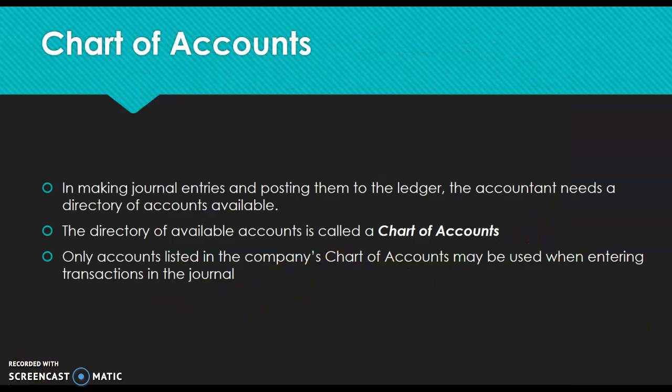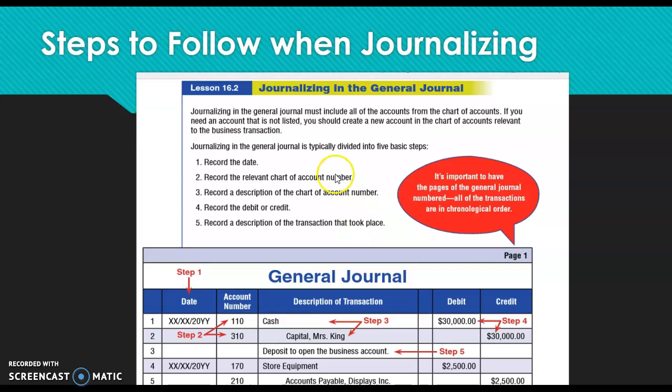The first one is you record the date. So right here, here's your date. You record the relevant chart of account number, and we're going to be talking about that in just a moment. So here's the account numbers for the chart of accounts. The third one is you record a description of the chart of account number. So the description is really just your account name. For example, account number 110 is cash.